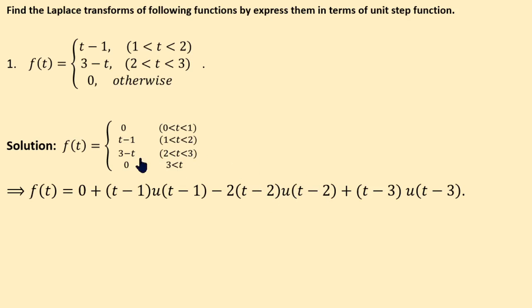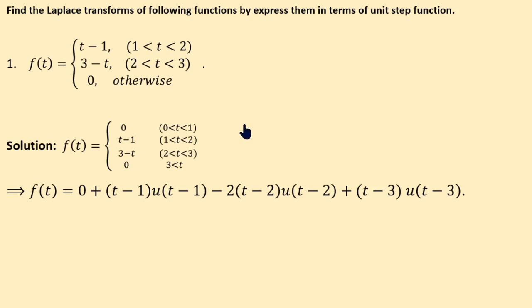And next, fourth function minus third function: 0 minus 3 minus t is nothing but t minus 3, into u t minus c, c is nothing but 3 here, so u t minus 3. So this is how we can express f of t as a unit step function.